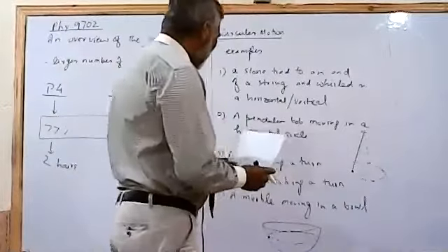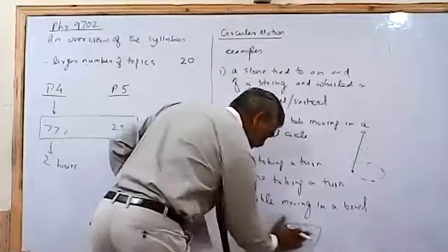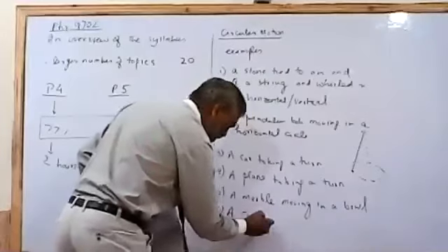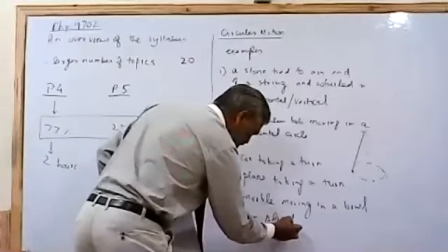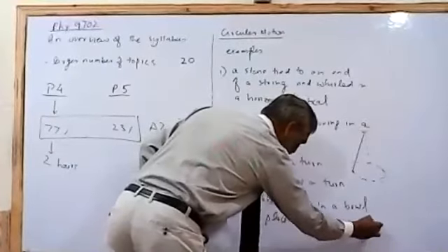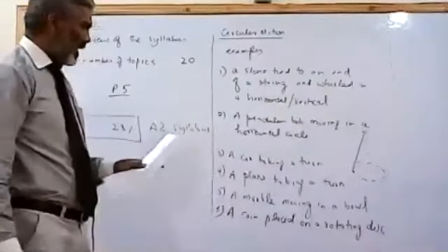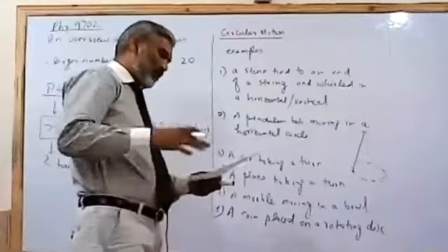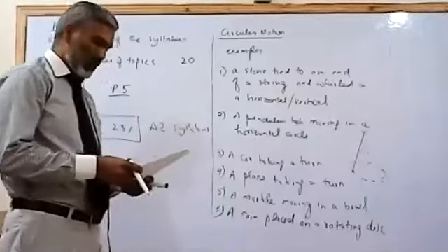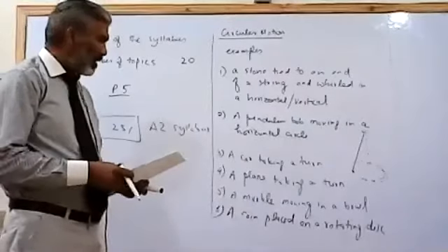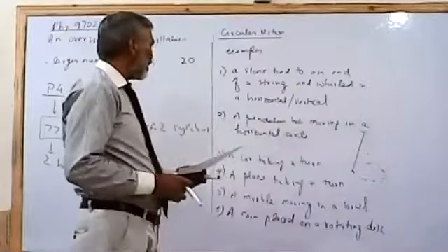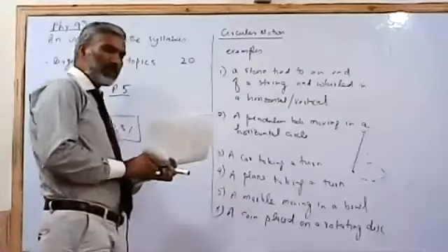A simpler example is a coin placed on a rotating disc. So when you place a coin on a rotating disc, the motion of the coin is considered a circular motion because it moves in a circle of certain radius. So with these few examples, we make a background for further discussion on a few basic concepts related to circular motion.